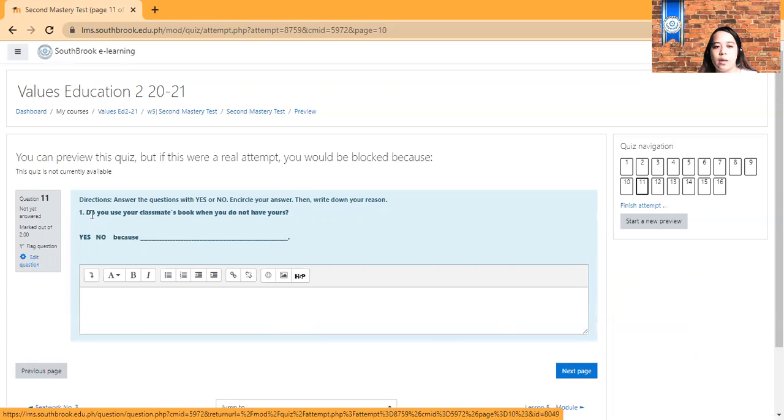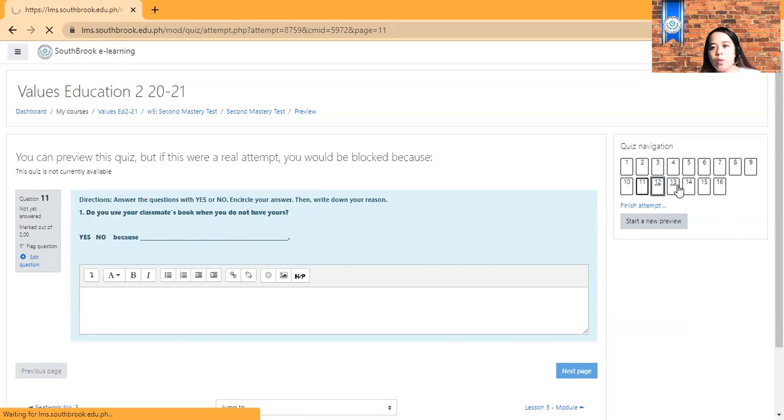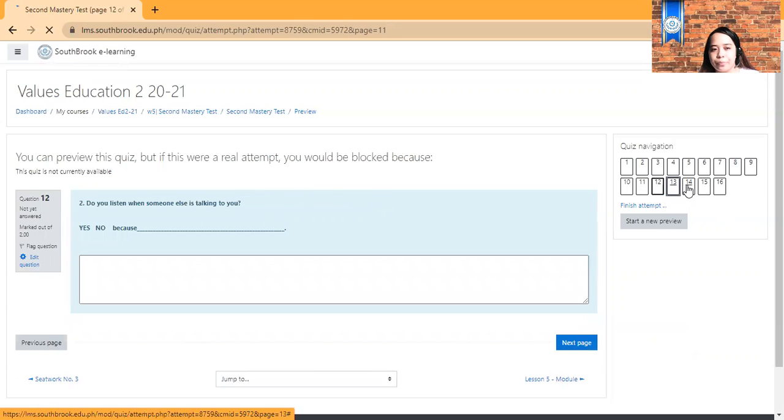As you can see here: Do you use your classmate's book when you don't have yours? Yes or no? And then, why did you answer yes? Why did you answer no? Then you write it down here. You only have to choose either yes or no, okay? Same goes with number 12, 13, 14, 15.